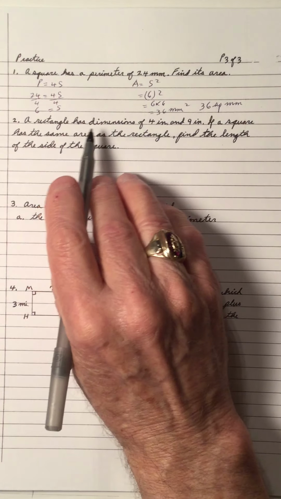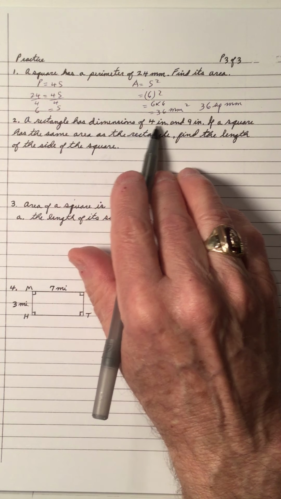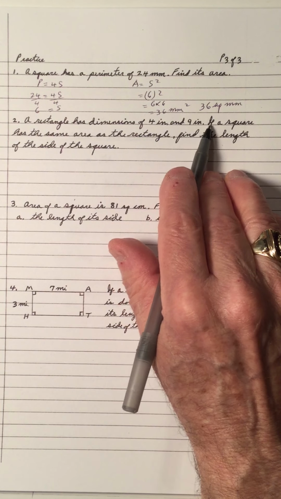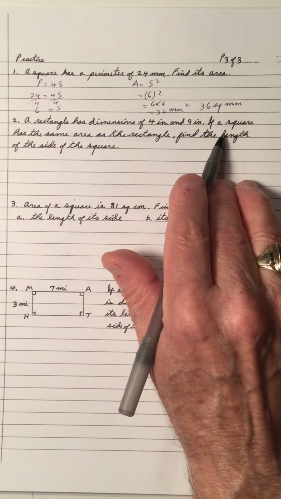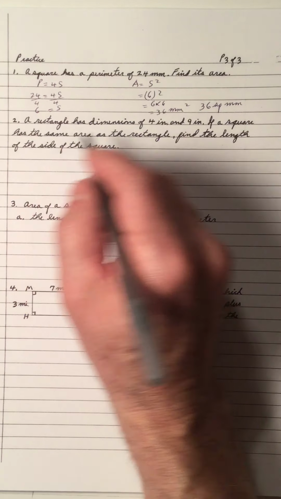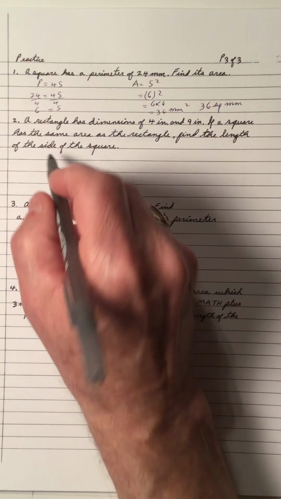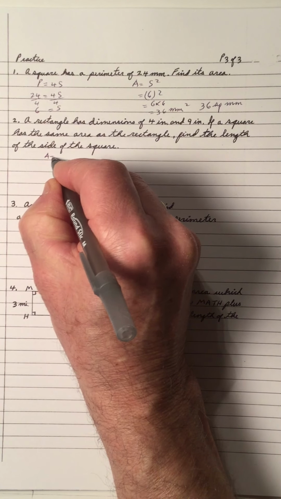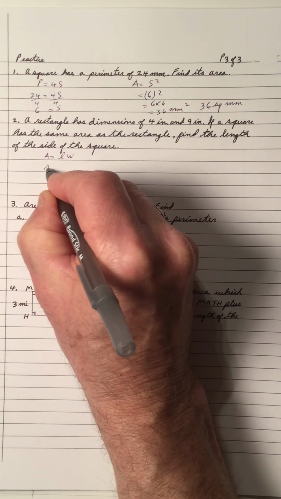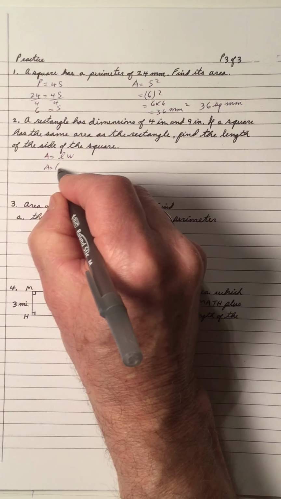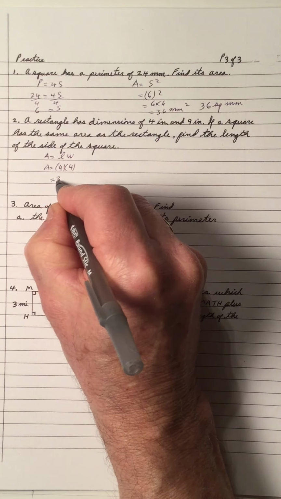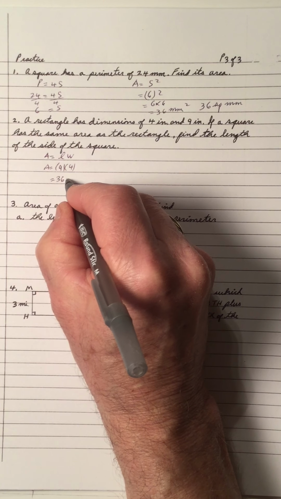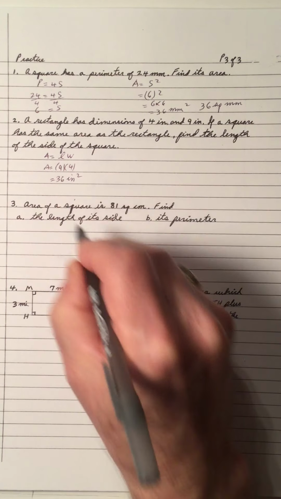Number 2, a rectangle has a dimension of 4 inches and 9 inches. If a square has the same area as the rectangle, find the length of each side of the square. Well, we have a rectangle that has those dimensions, so a rectangle is length times width. So the length is 9, the width is 4. That gives us 36 for the area, so it's 36 inches squared.